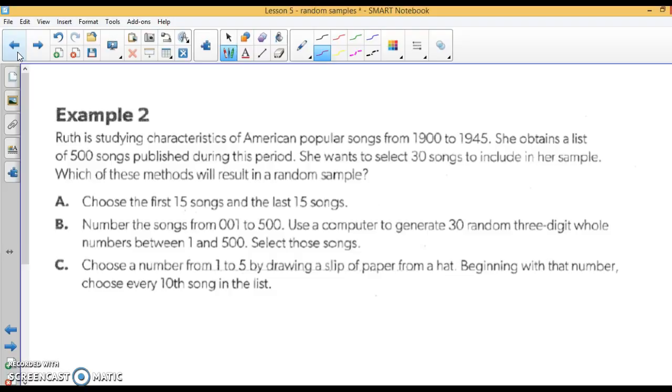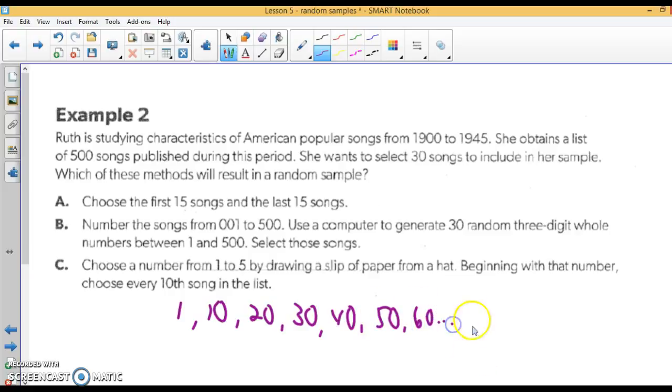Well, let's think about it. This one sounds good. But if I pick number 1, and I'm only picking 15 songs, I have to choose every 10th number. So if I do 1, my next will be 10, then 20, then 30, then 40, then 50, 60, and so on. Only go up to 150. So, do the numbered songs that are from 151 up have any chance of being chosen? No. So, that is not a representative or a random sample. B will be. Same thing here. If you're not listed in the first 15 or last 15, you have 0 chance of being pulled. All right.